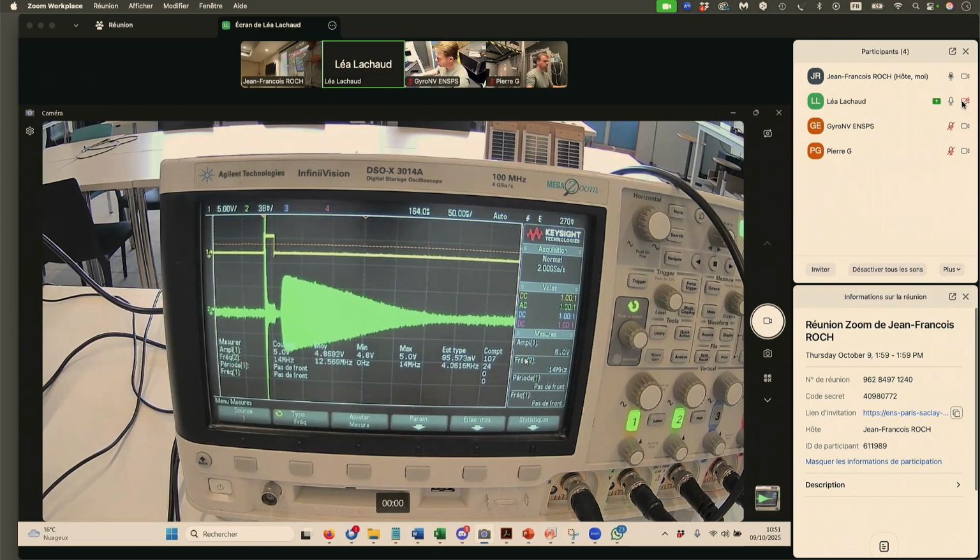Actually, what you have to understand is that there is the synthesizer that produces a signal, but this is not enough. There is a strong power amplifier that boosts the signal, and this power amplifier is like a radio, so it radiates everywhere. So that's why there is that. Exactly.